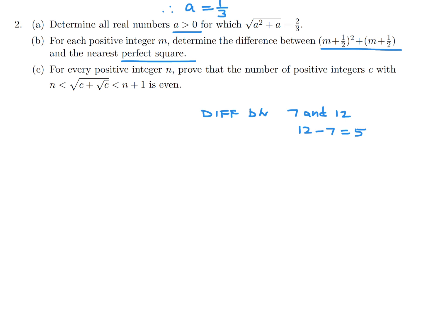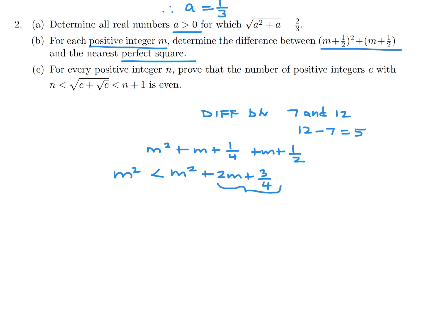Let me expand that first. m squared plus m plus 1/4 plus m plus 1/2. So that's m squared plus 2m plus 3/4. So that's obviously greater than m squared, because m is a positive integer, so this would make it greater.